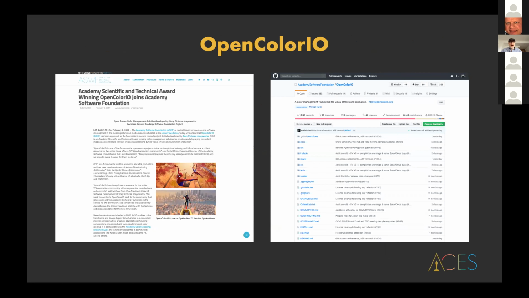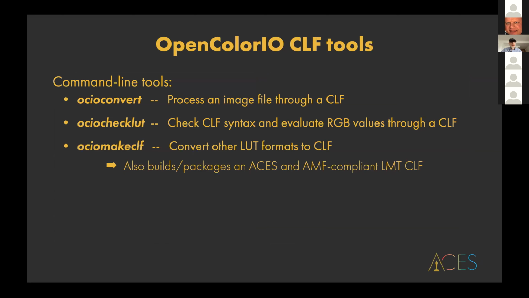So I'm going to do a demo involving OpenColorIO. If you're not familiar with OpenColorIO, this is the color management system that's used primarily in the visual effects industry, and it's supported by a lot of software. It's part of the Academy Software Foundation. It's free and open source software. It's available on GitHub. And Autodesk has been contributing a lot to its development over recent years.